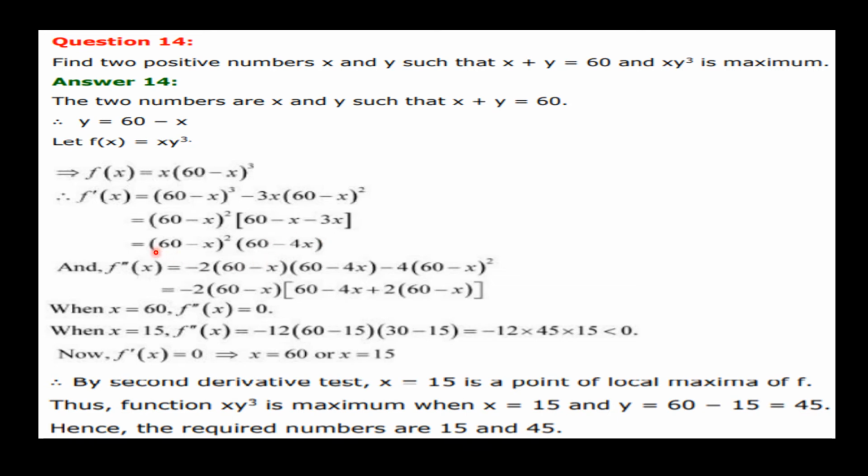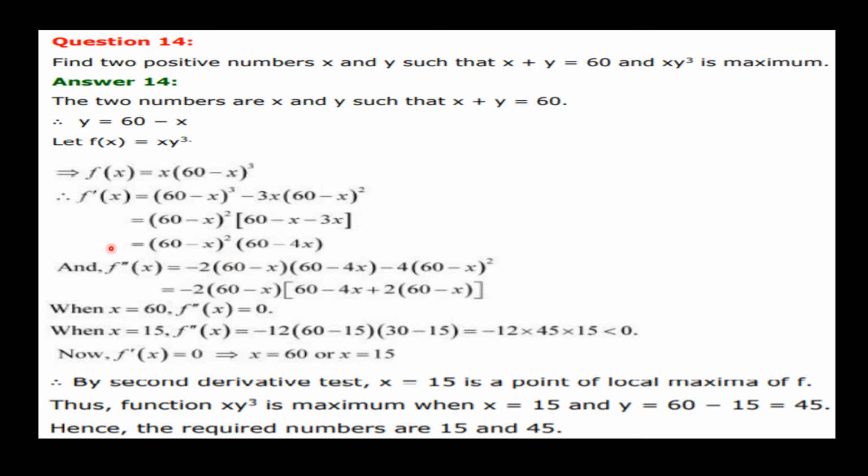Right. That is equal to, we write this 60 minus x whole square as it is. Now we simplify the numbers in these brackets: 60 minus x minus 3x. What will you get by simplifying these two terms? Minus 4x. Understood this step, my children? Right. This is f dash of x.